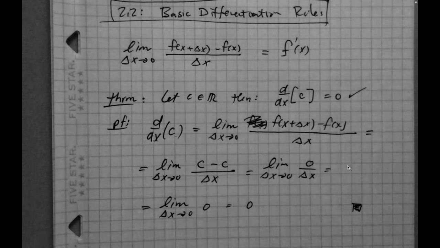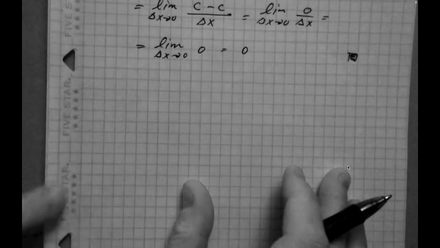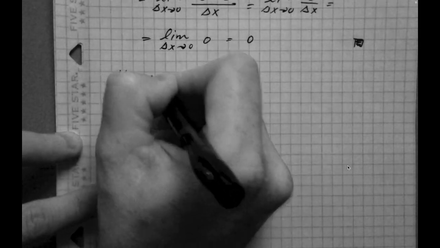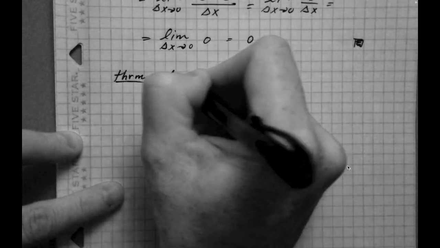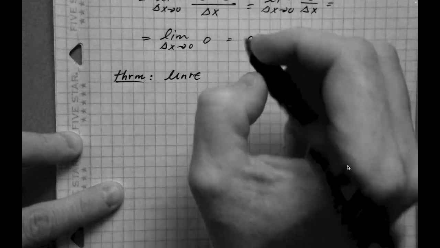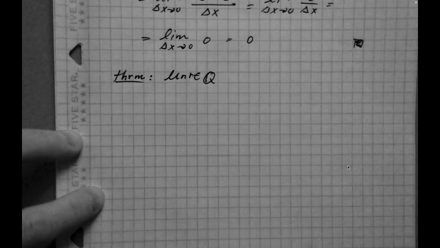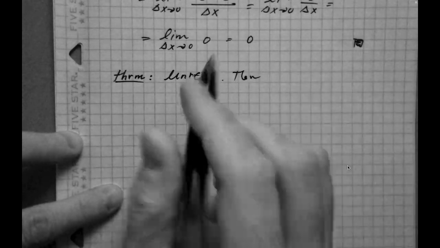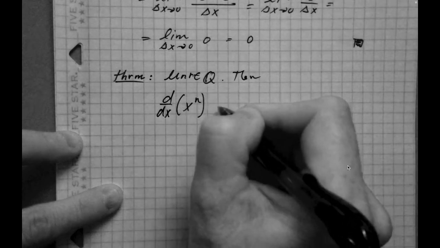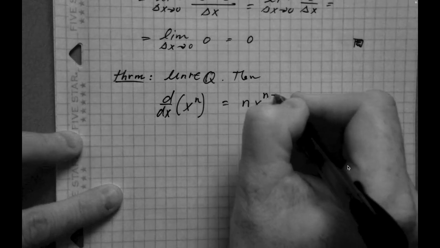Okay, let's take a look at another one, slightly more complex, obviously far more complex actually. Let's jump to this. So we're going to let n be any rational number, okay, n is a rational number, then the derivative of x to the n is equal to n times x to the n minus 1.